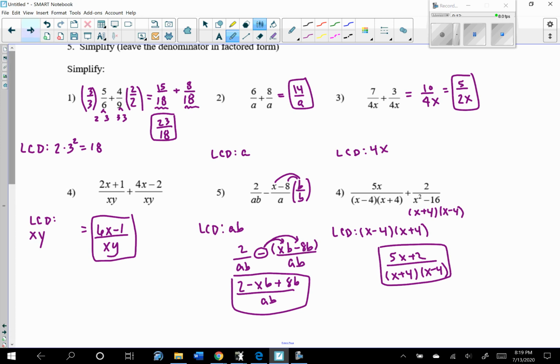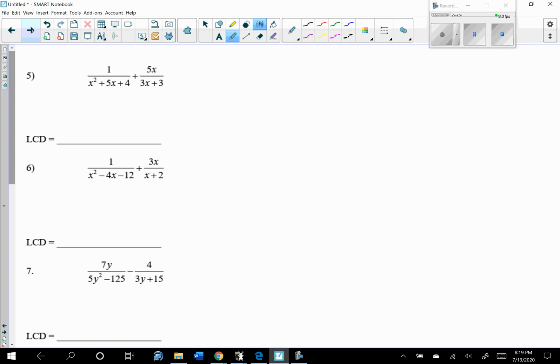Okay, so let's do some more complicated problems. So looking at question number 5. Again, the first thing you want to do is factor. So if I factor, factors of 4 that add up to 5 would be 4 and 1. So x plus 4 times x plus 1. Here, this factors into 3 times x plus 1. We're just taking out the GCF. And once I do that, I can see my LCD is 3 times x plus 1 times x plus 4.